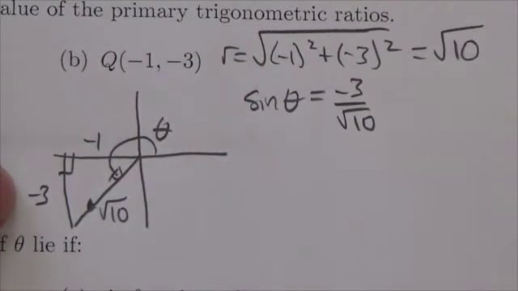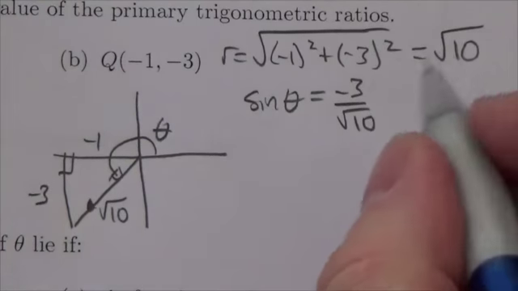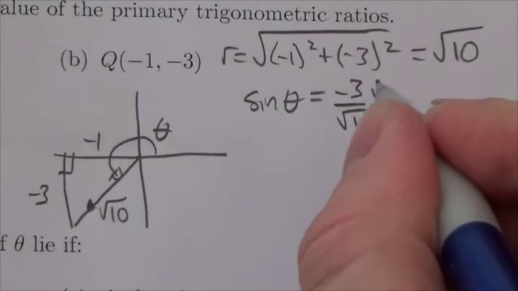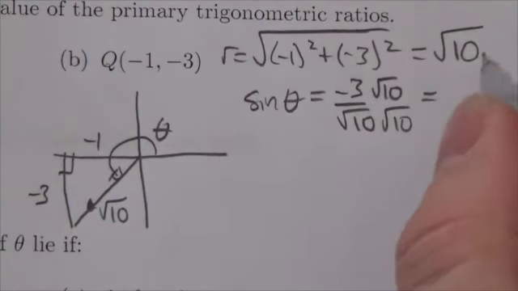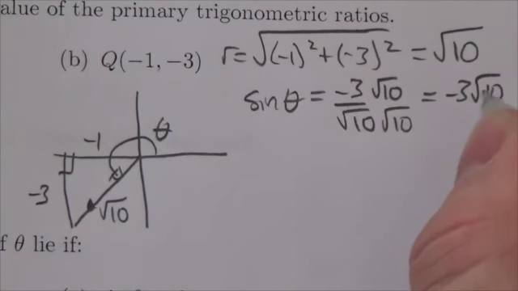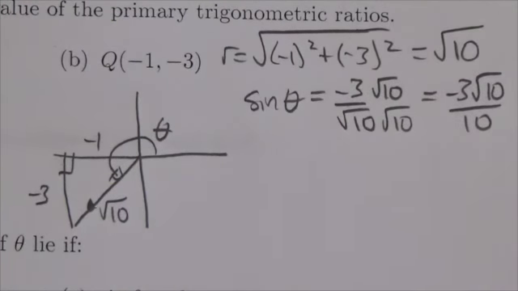But because I've got a radical in the denominator, I should probably go through the process of rationalizing that. So multiplying top and bottom by root 10. And so this gets me -3 root 10 over 10.